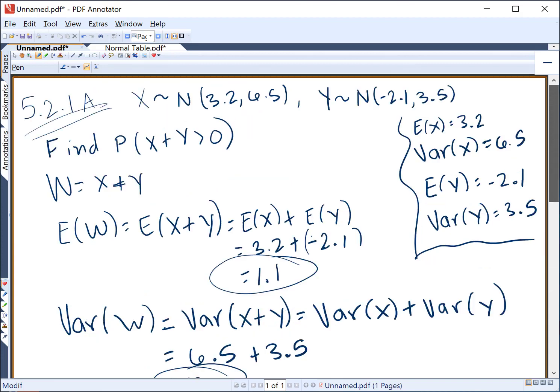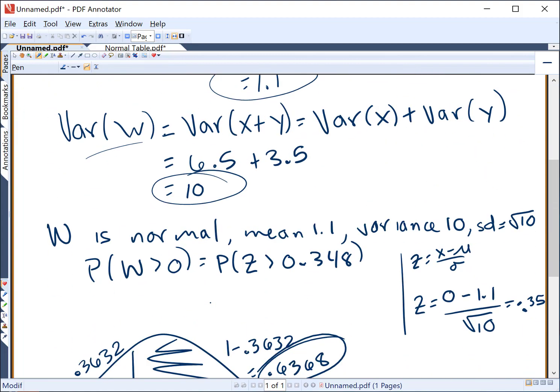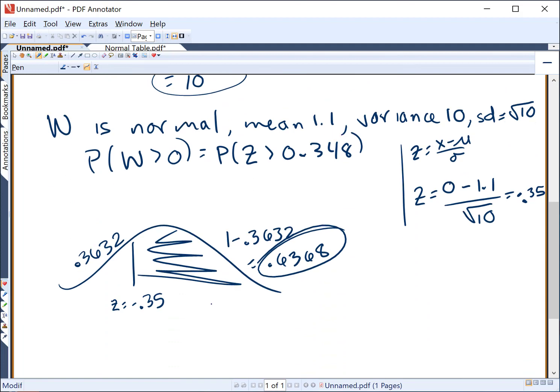So again, to recap, if you want to find probabilities with some combination of random variables, just say, okay, I have a new random variable, w. Find its expected value, find its variance using those rules for combinations of random variables, and then it's like any other normal distribution problem. You need to standardize, look it up on the table, there's your probability.